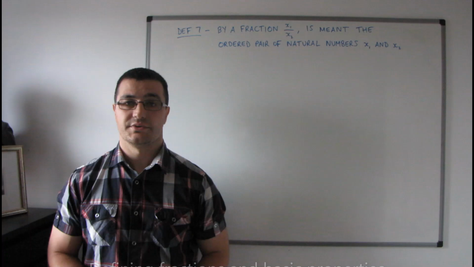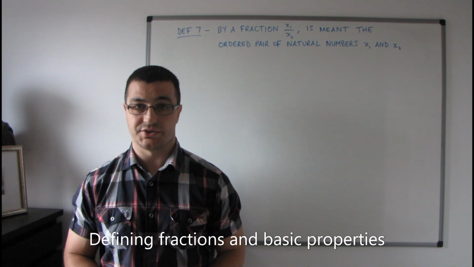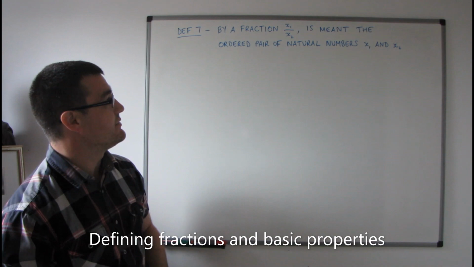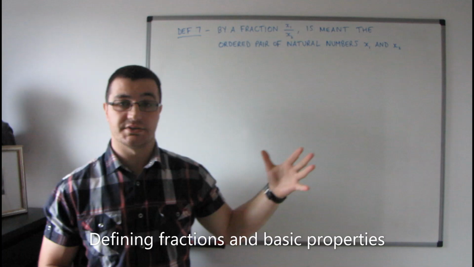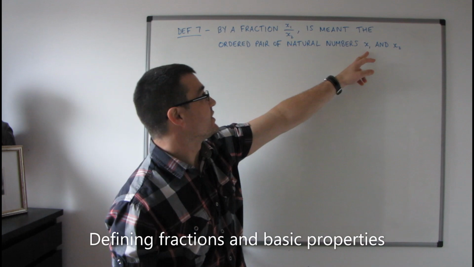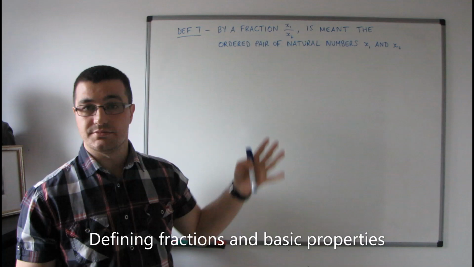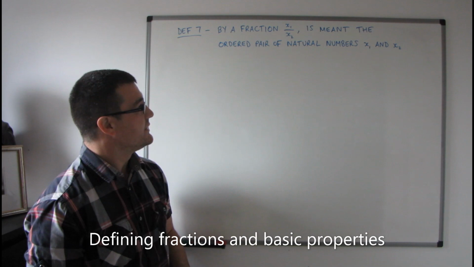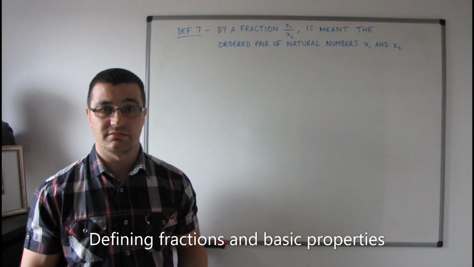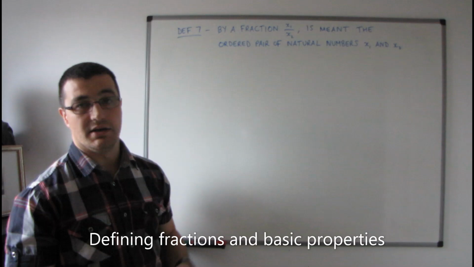The starting point for us then is to actually define what is meant by a fraction. By a fraction, x1 over x2 is meant the ordered pair of natural numbers, x1 and x2. Ordered pair means that we have to pay close attention to the order in which these natural numbers are presented to us. x1 would correspond to what we would typically call the numerator, x2 to the denominator. There is a kind of tacit assumption here that we are actually able to form these ordered pairs, which presumably comes from something in the underlying foundational principles, which we're not really privy to, but we take it as given. We don't argue with that.